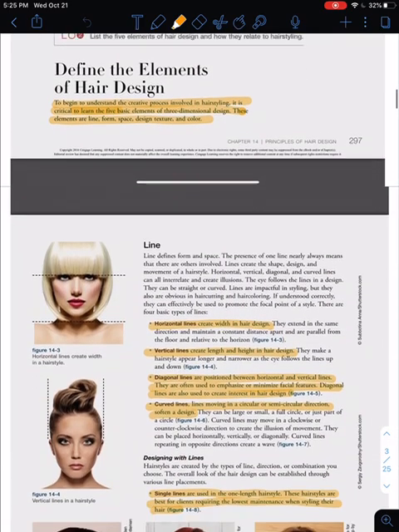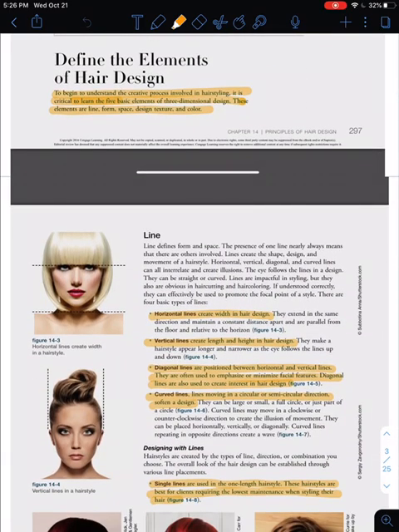Alright, so let's talk about the different lines. The first one's horizontal lines. These create width in hair design. If you look at that picture, figure 14-3, it makes the head look wider where those horizontal lines are. Vertical lines create length and height in hair design.